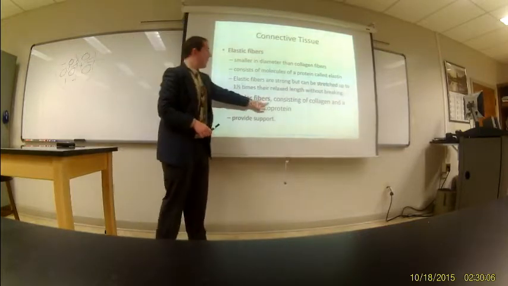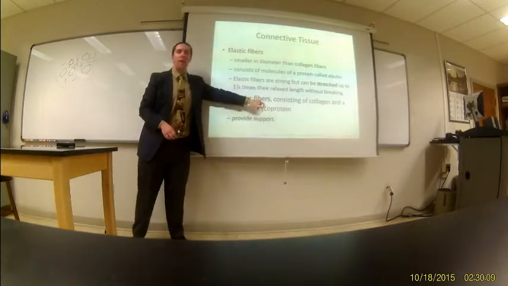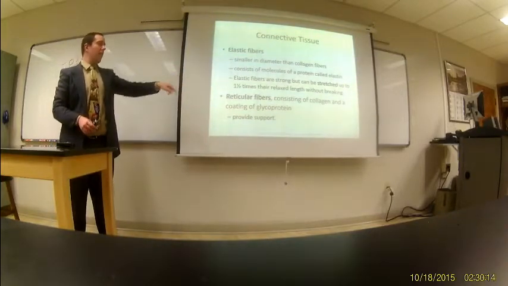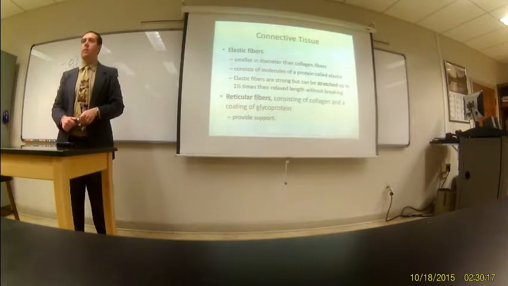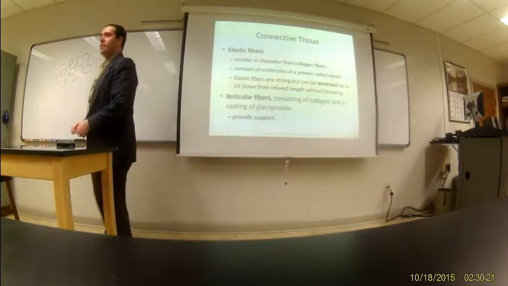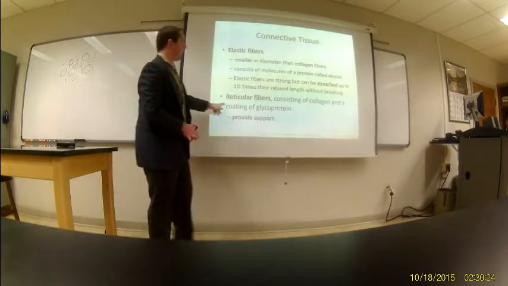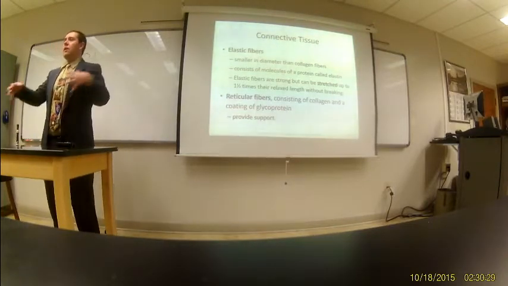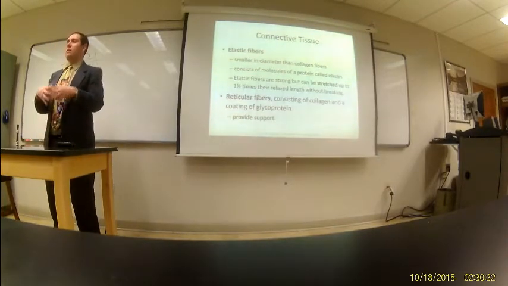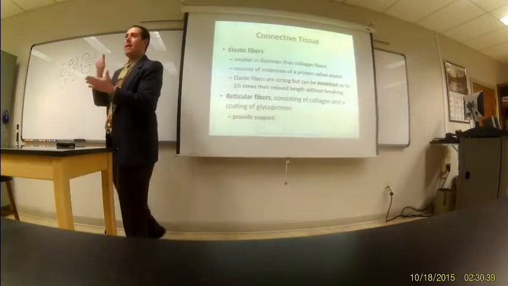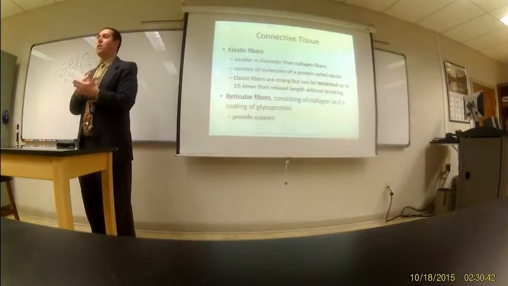Finally, we have reticular fibers, and these are not all that common in the body, but they are collagen with an extra coating on them. And so this is for support only. The main site of reticular fibers we'll see is in the spleen. The spleen is an internal organ. It does not need to be able to flex like our skin. And so we add this extra coating of glycoprotein onto it to make it nice and rigid so that it provides a very strong support.